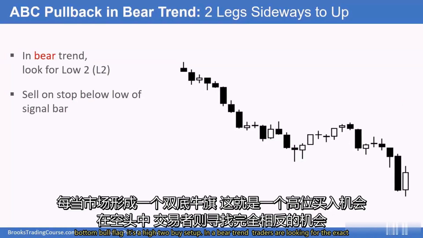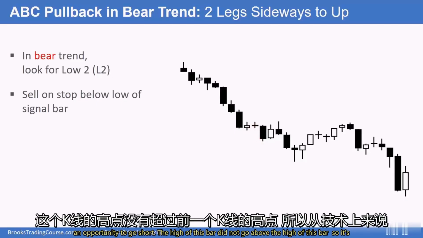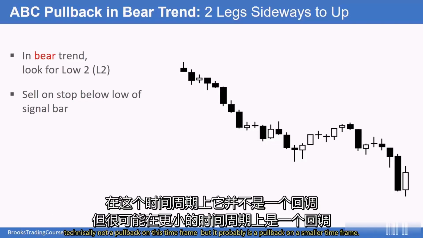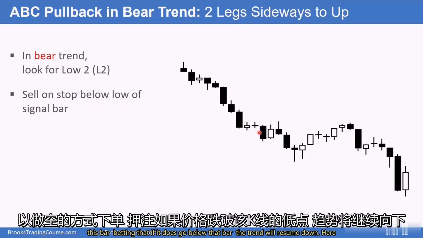In a bear trend, traders are looking for the exact opposite. Here's a bear trend, and anytime there is a pullback or a pause, traders look at it as an opportunity to go short. The high of this bar did not go above the high of this bar, so it's technically not a pullback on this time frame, but it probably is a pullback on a smaller time frame. In any case, it's a pause, and traders will place a stop order to go short just below the low of this bar, betting that if it does go below that bar, the trend will resume down.